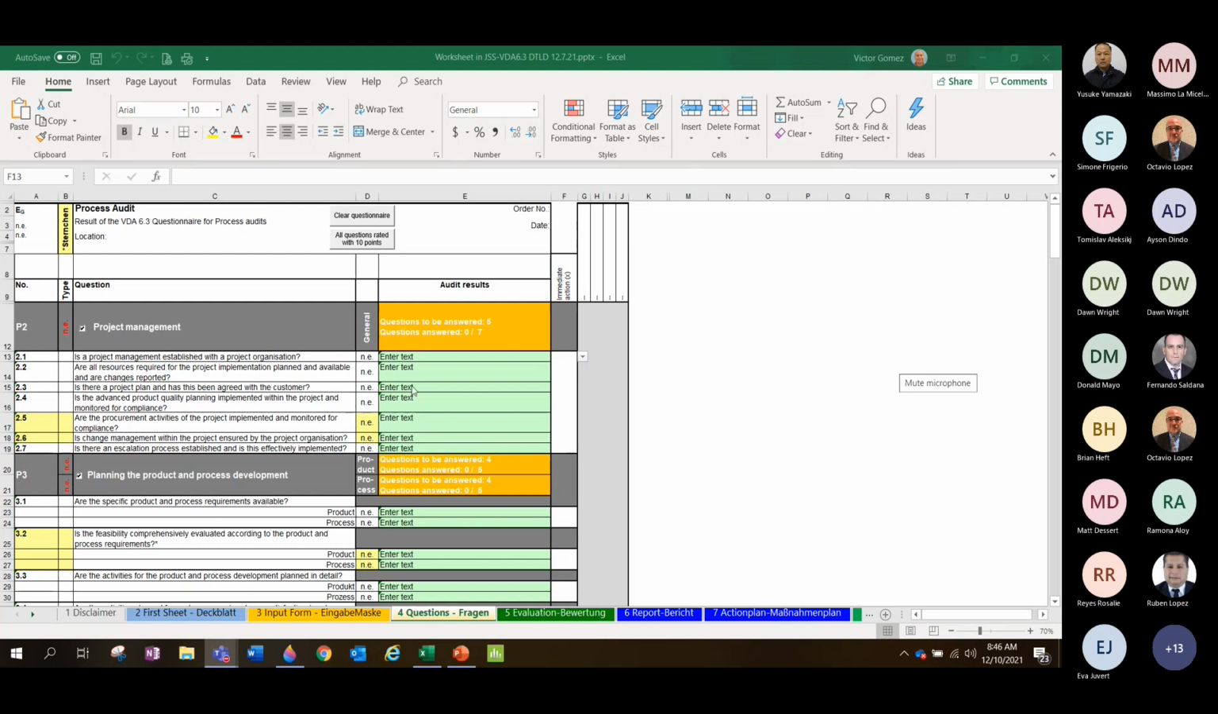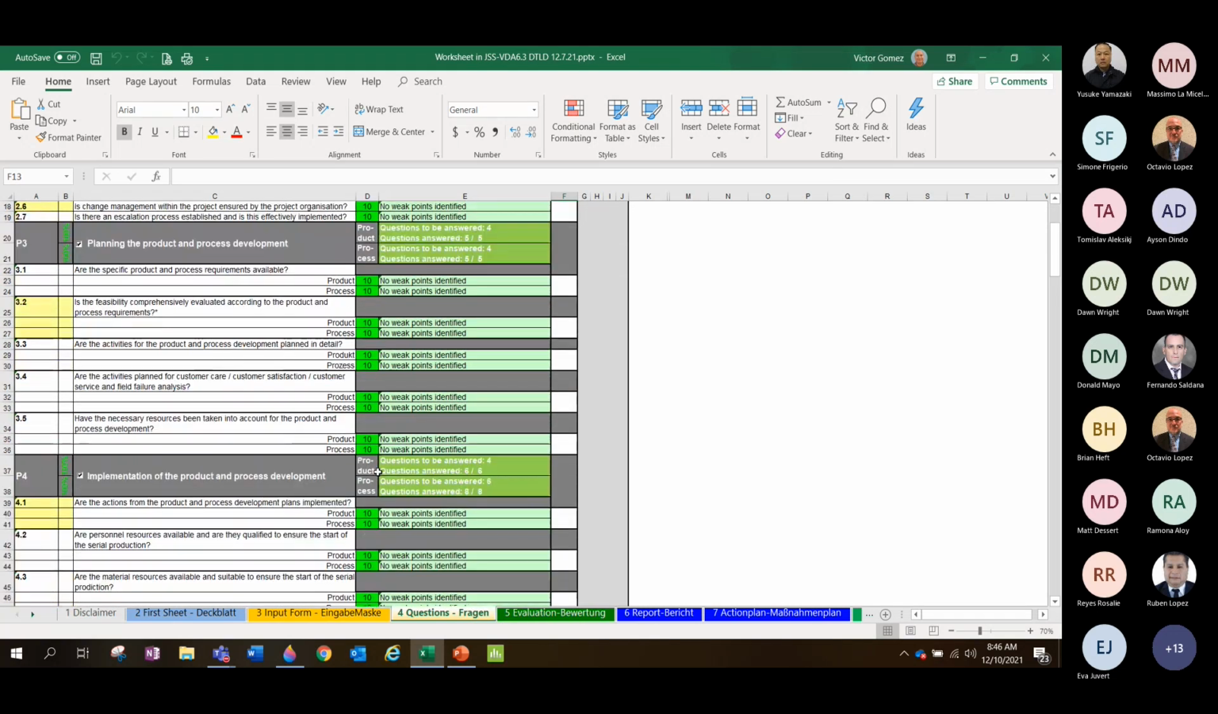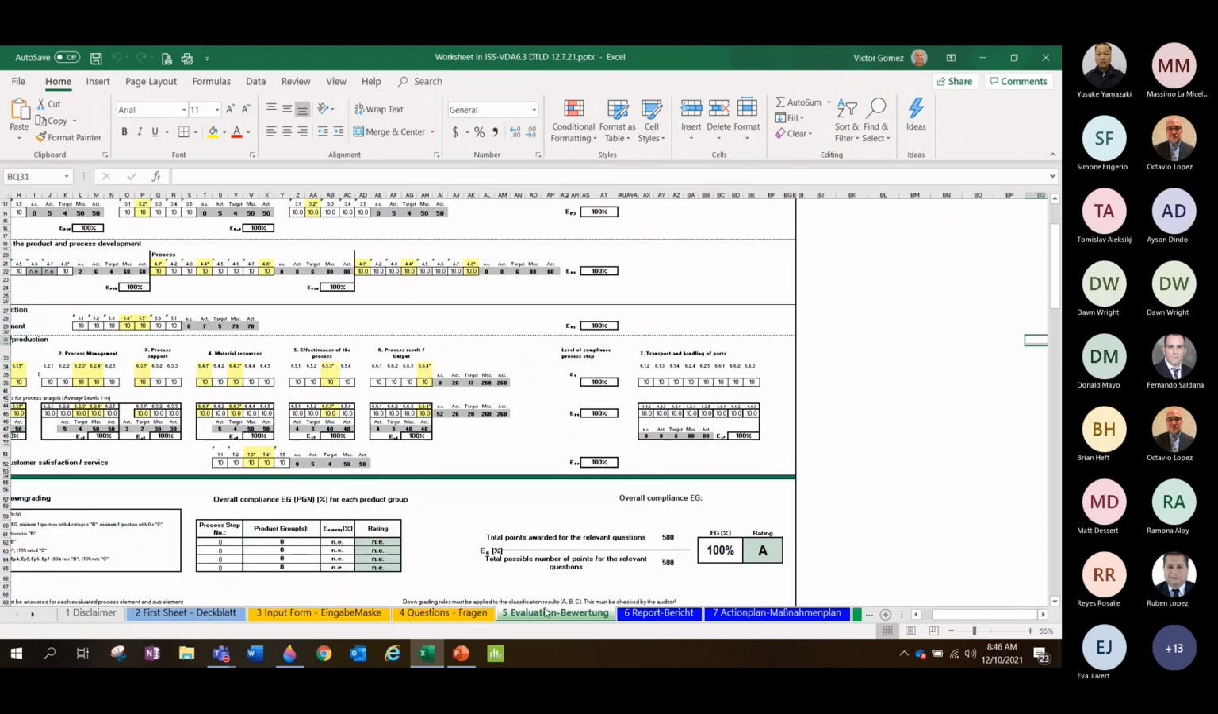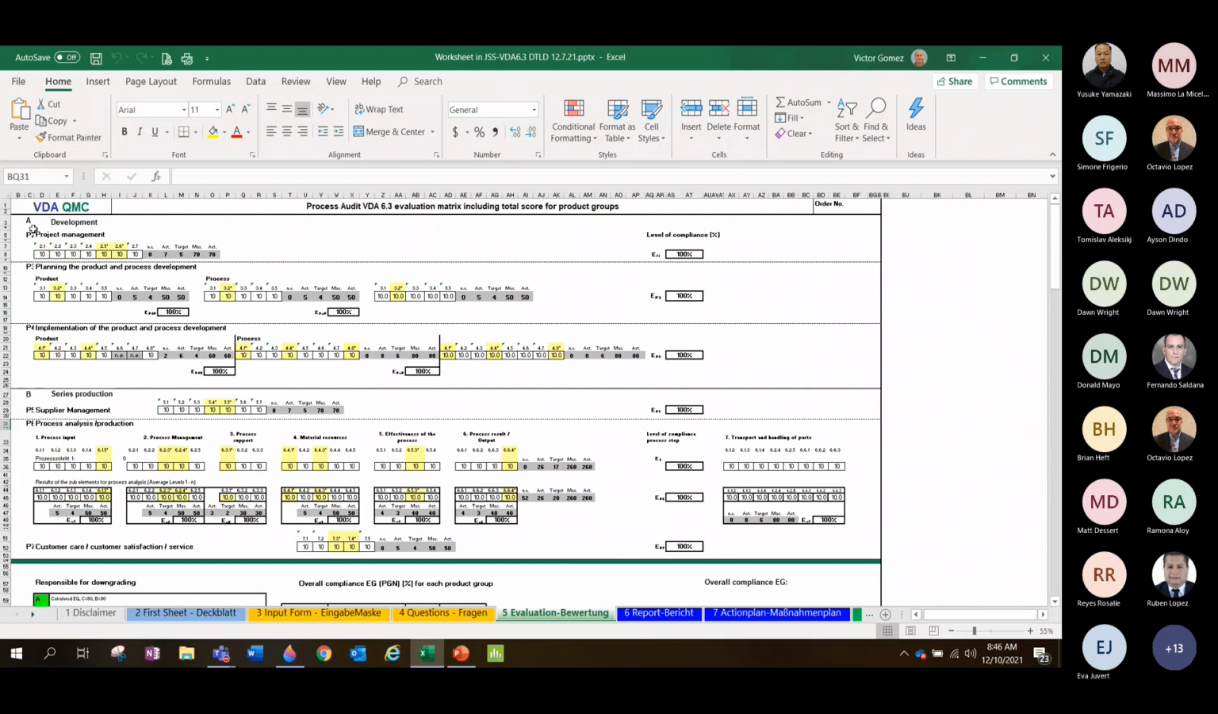I was saying that we have the option to clear the whole questionnaire, or the option to provide 10 points to every single question in the questionnaire. Now, I will go back to this one in a minute. I just wanted to show you that we have a questionnaire and we have the macros over there. This is the breakdown sheet that I told you before. We have element A and element B. This is development. I told you about phase 0, phase A and phase B.